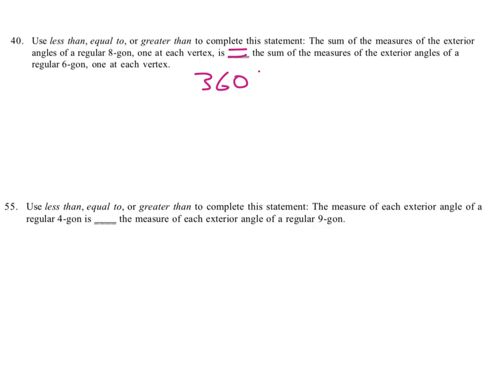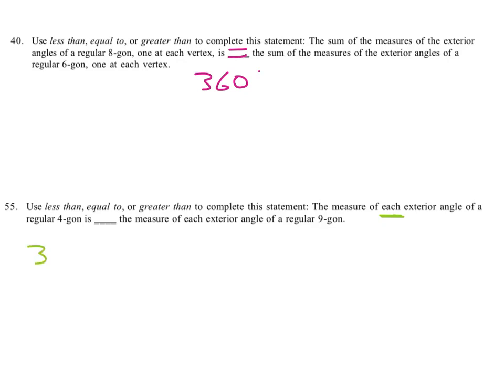Now what if they're talking about each individual angle? So what are they asking us? Let's see. The measure of each exterior, not the sum of all of them, the measure of each, of a regular fourgon, what do we call that? Quadrilateral, is what to the measure of each exterior angle of a regular ninegon?